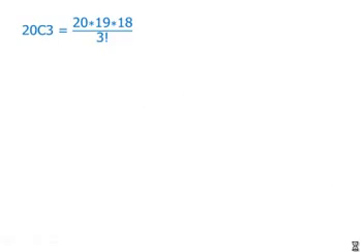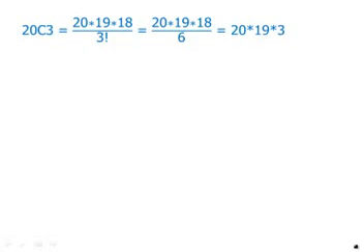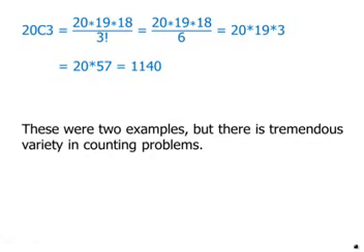Because order doesn't matter, it's a combination. So this would be 20 choose 3, which would be 20 times 19 times 18 divided by 3 factorial. 3 factorial, of course, is 6. We'll do a little canceling. 3 times 19 is 57. So we had 20 times 57. Well, 20 times 50 is 1,000, and 20 times 7 is 140. So this would be 1140. And that would be the total number of soups.